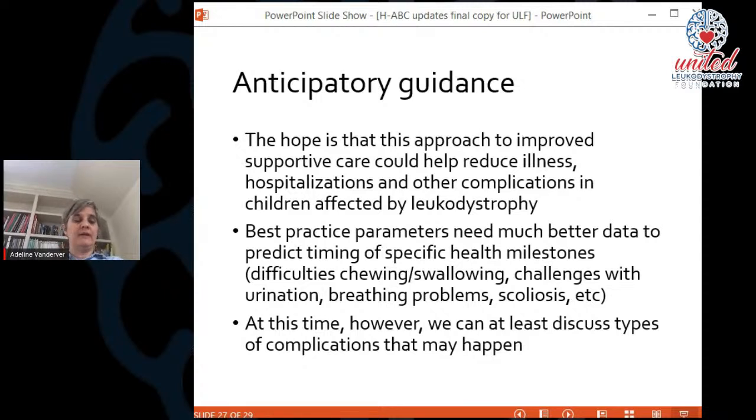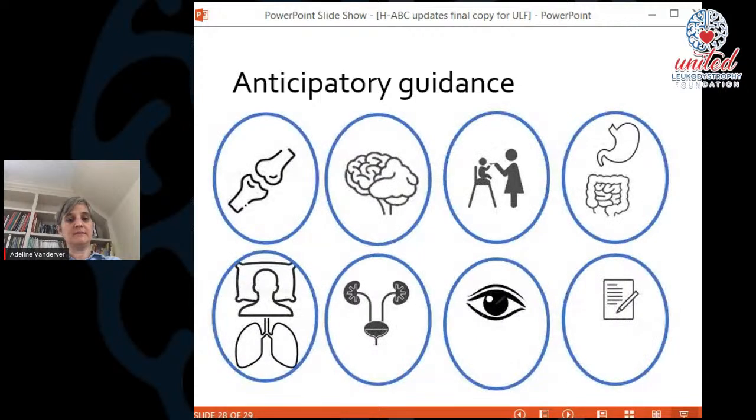And so we're hoping that this approach can help reduce illness, hospitalizations, and other complications in children affected by leukodystrophy. We're also working around natural history to have best practice guidelines for good timing of specific health milestones that might occur, such as greater difficulties in chewing and swallowing, challenges with urination, breathing problems, and things like that.